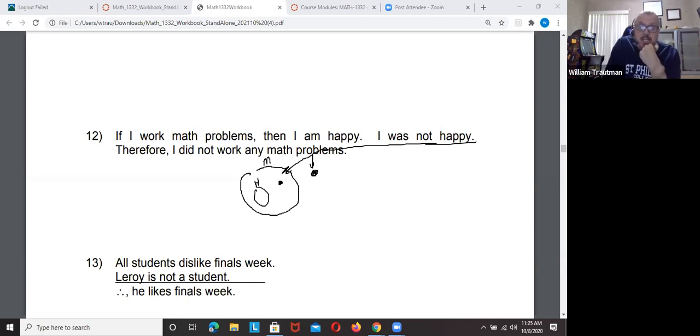Do you see? I could put it here, and if I'm still not happy, I'm still working math problems. But if it was right here, then I'm not working math problems. So I can write it both ways. So this is not valid. If I can write it more than one way, if I write it here, in here, I am working math problems. I'm not happy, but I am working math problems. So that's why it's not valid.